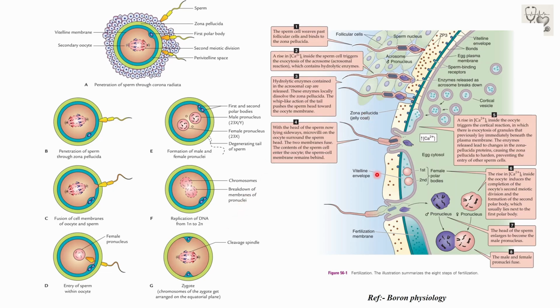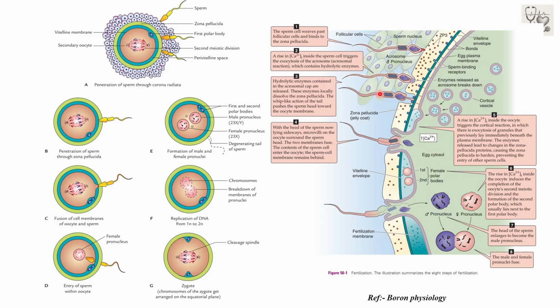Now let's discuss the fertilization illustration, which is a summary of fertilization taken from Boron's Physiology. The sperm cell weaves past the follicular cells and binds to the zona pellucida. After binding, a rise in calcium ion concentration inside the sperm cell triggers the exocytosis of the acrosome, which contains hydrolytic enzymes. The hydrolytic enzymes contained in the acrosomal cap are released. These enzymes locally dissolve the zona pellucida.